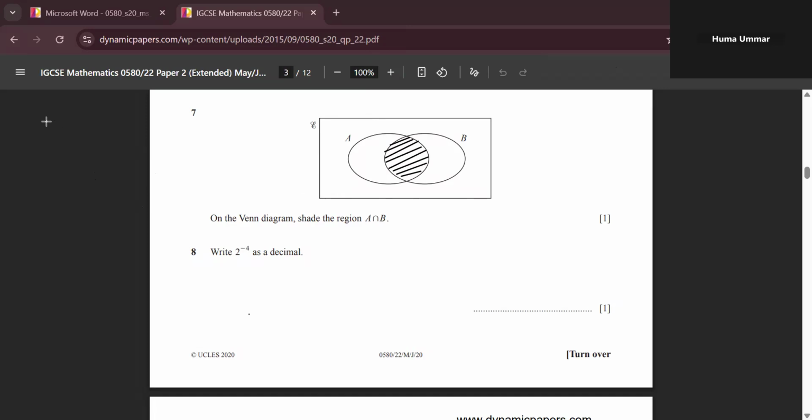Next question is write 2 to the power minus 4 as a decimal. It is only 1 mark, but sometimes even for 1 mark we have to do some working. Remember one thing, change the place. The power which was negative, when you change the place, will become positive. So 1 over 2 to the power 4. So when you will do, it will be.